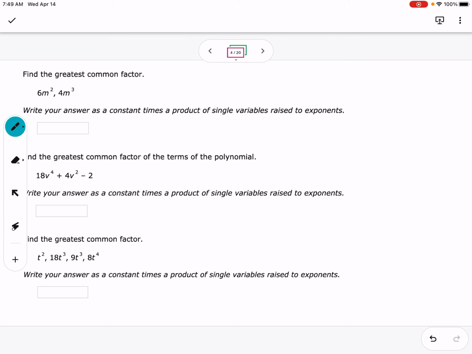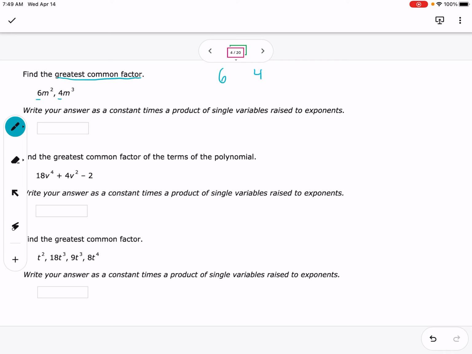In these problems, I'm looking for the greatest common factor. That means what's the largest number and variables that can multiply to get both of these. Okay, so I'm going to do it as two separate pieces. First, I'm going to deal with the numbers. So I'm going to deal with this 6 and this 4. So what's the greatest common factor of 6 and 4?